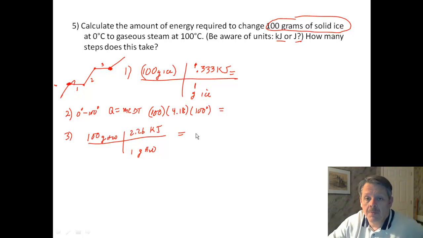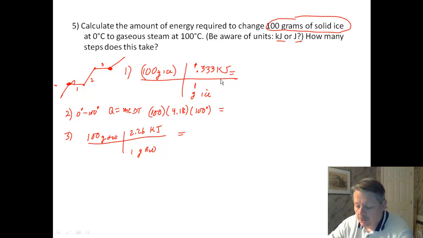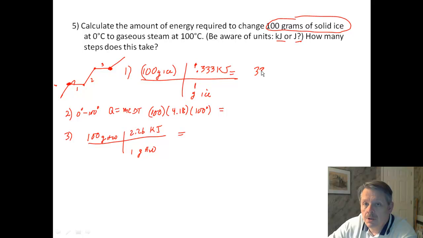Okay. So what do we finally come up with? Well, our first number is 33.3 kilojoules. Our second number is 41,800 joules. And our third number is 226 kilojoules.